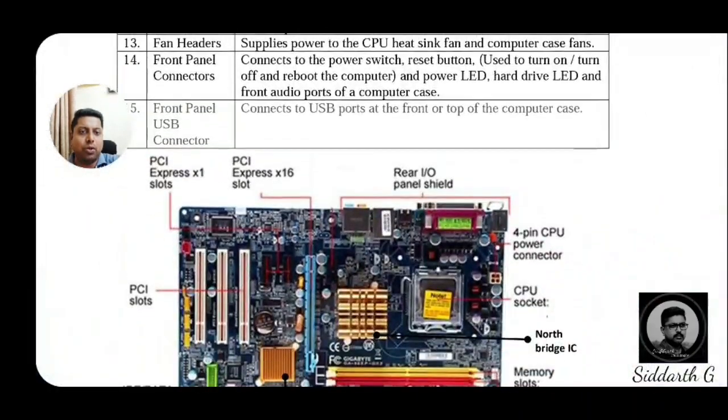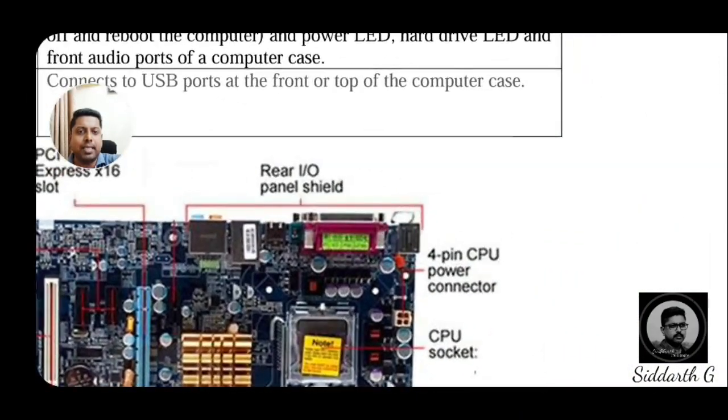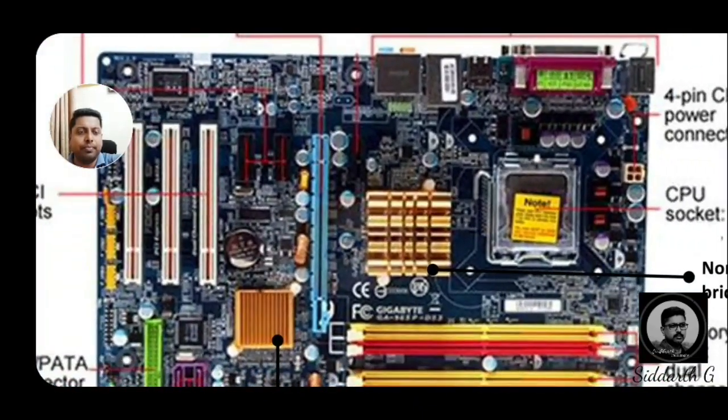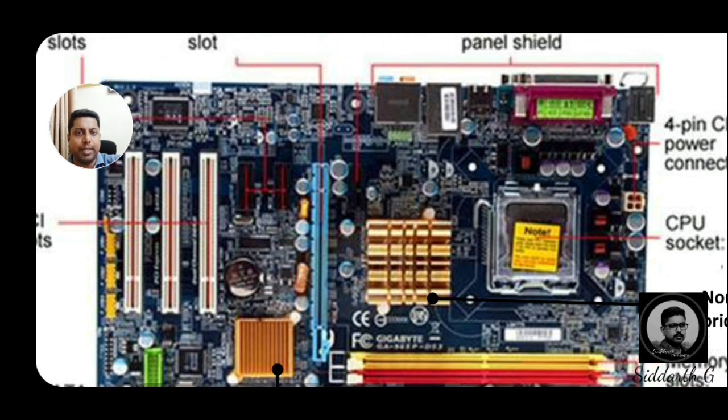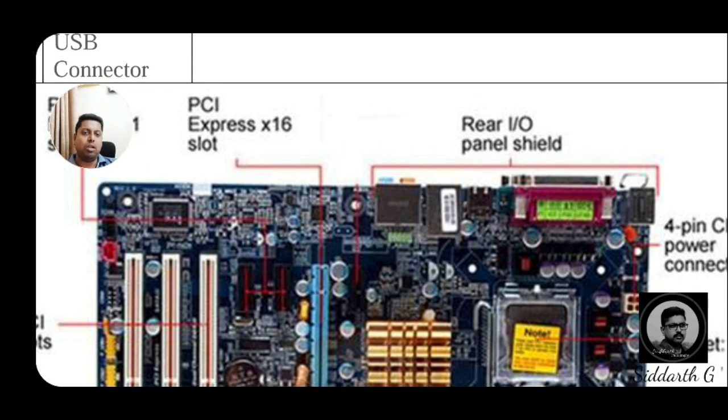Then after this rear IO panel, we come to the blue color component. That is what we call the PCI slot. So this blue color component is the PCI slot, peripheral component interconnect. Okay, then see the PCI Express slot, the x16 slot. So these are all the components we are observing on this motherboard.